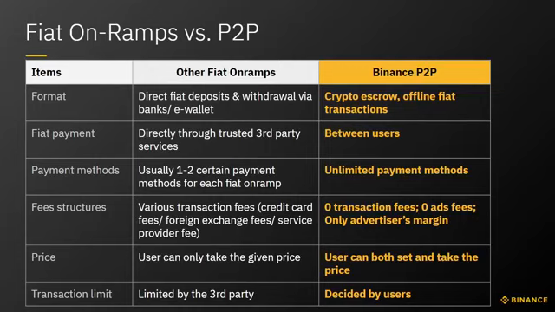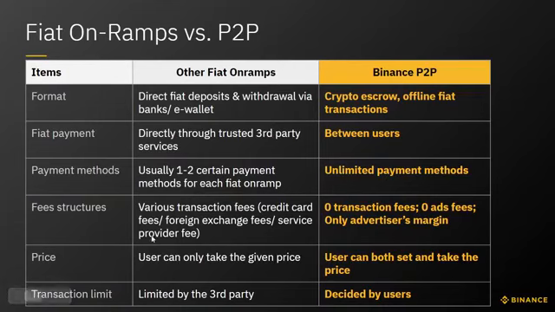So the first one is the format. For other options, there is direct deposit and withdrawal via bank, which is an offline fiat transaction. Then the other one is payment method, usually 1 to 2 certain payment methods for each fiat. Now it's unlimited. That's the advantage of Binance P2P.